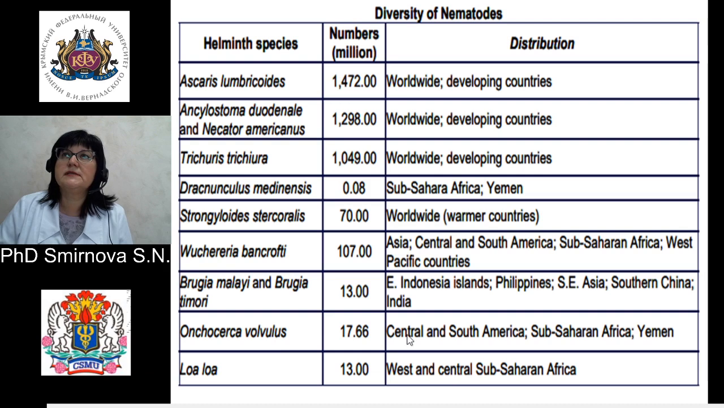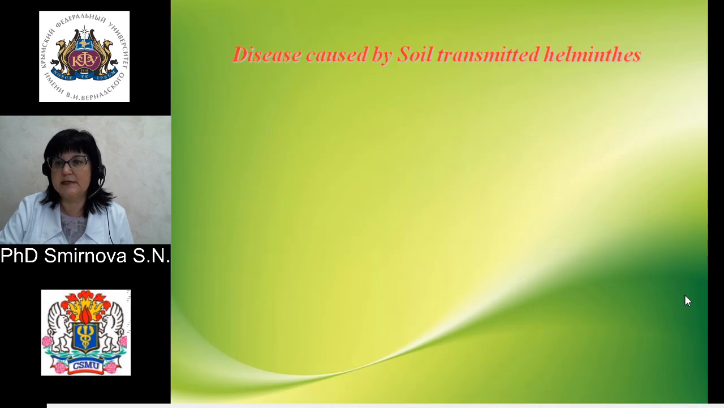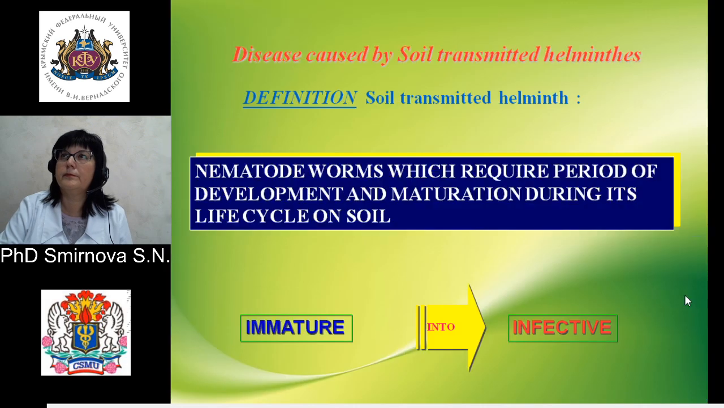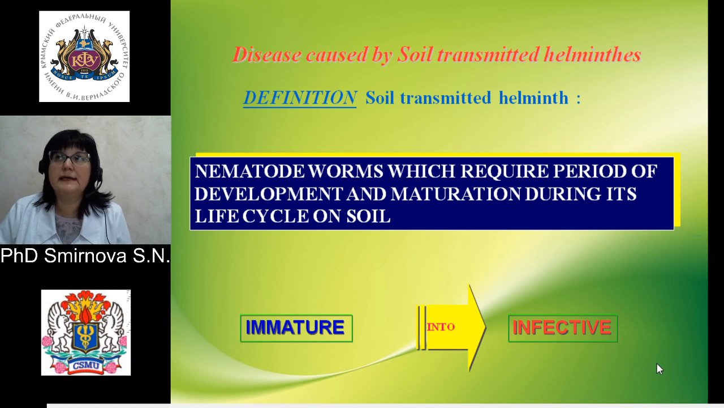In this table you can see the names of the more important helminths, numbers in millions, and the places where these parasites are usually distributed. Parasites of class nematodes are characterized by the geohelminth type of development. The adult form is usually located in the final host, then development happens usually in the soil.